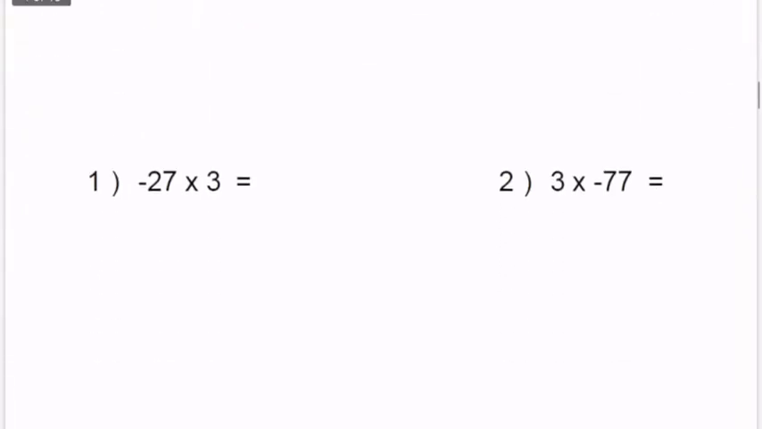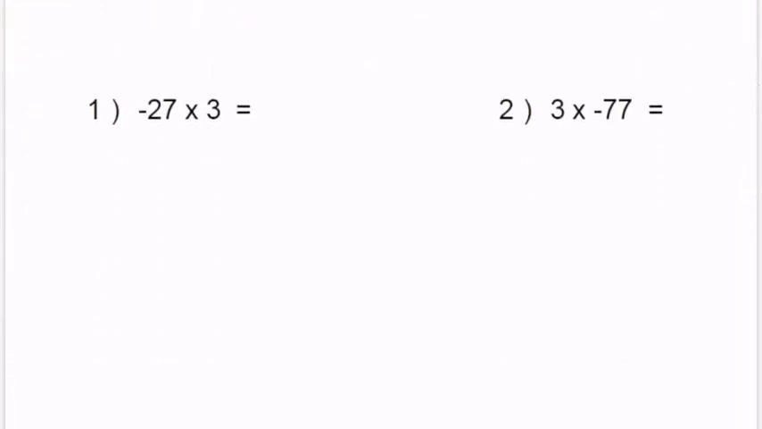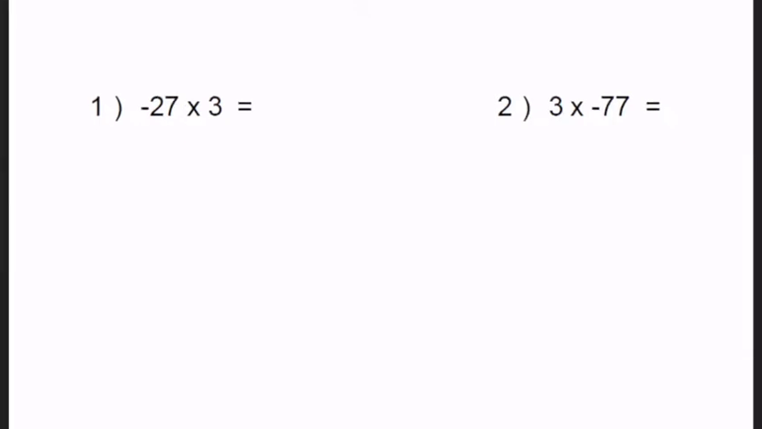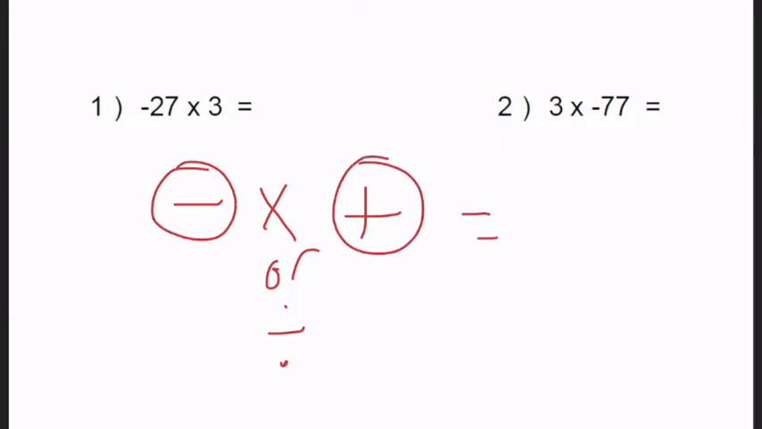All right. So today we're going to work on multiplying and dividing negatives. Here's basically a quick rule. Either multiplying or dividing, if you're multiplying a negative number times or divided by a positive number, or reverse it, a positive times a negative, or a positive divided by a negative, if one sign's negative and one sign's positive, the answer will always be negative.